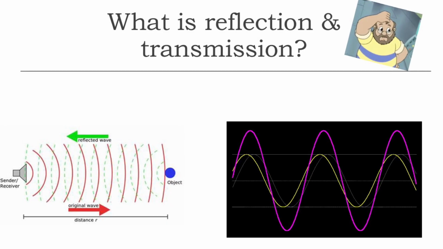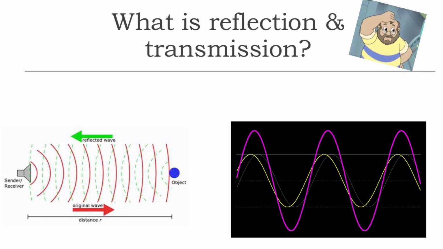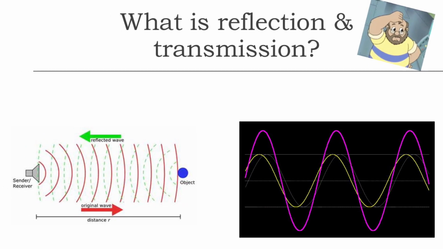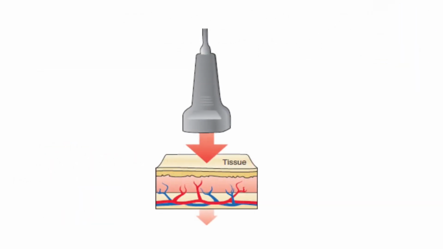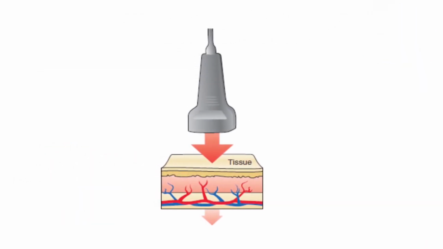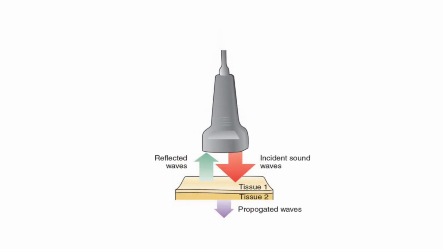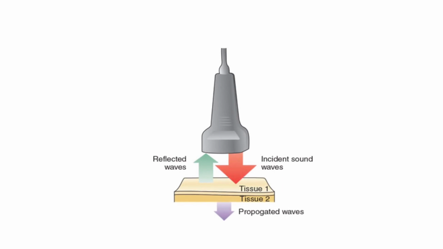Reflection and transmission are the basis of ultrasound. Transmission is produced by sound waves that move through a medium, and those sound waves reflect back to the transducer during reflection. The sound waves are sent out from the transducer, and those waves strike a structure, and the waves are reflected back to the transducer in order to produce an image.